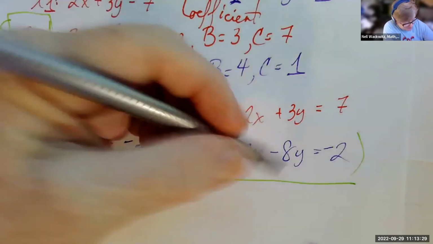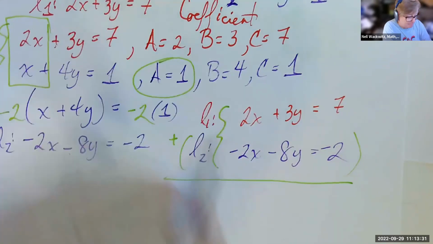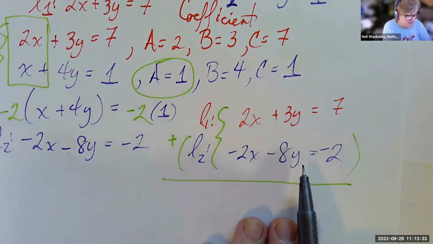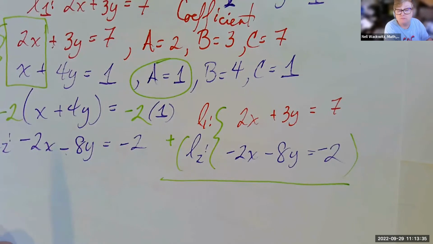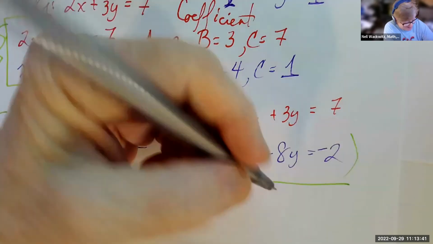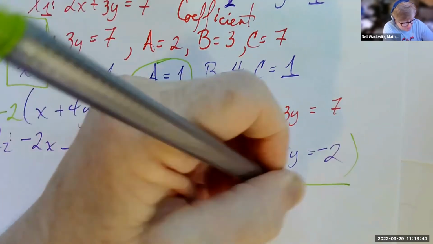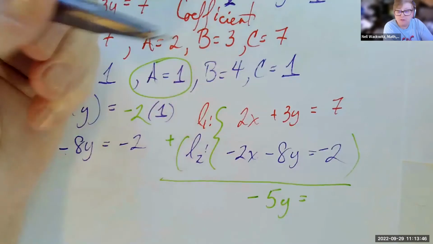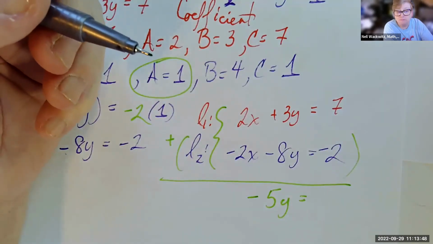Okay, so yes, we have 0 in the first column. What is 3y plus -8y? -5y. Yes, good. And 7 minus 2 is 5.